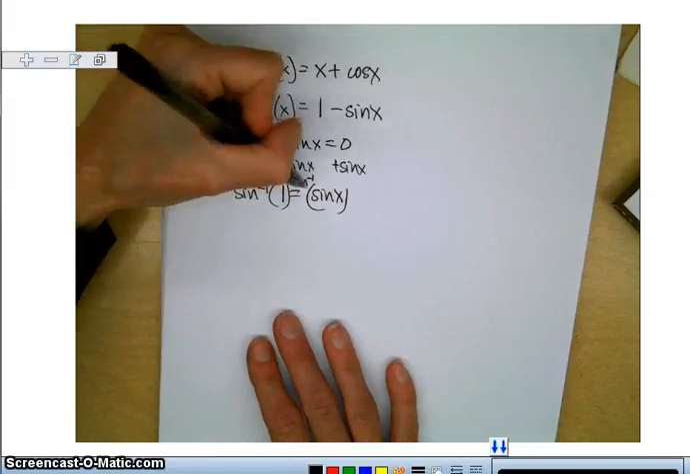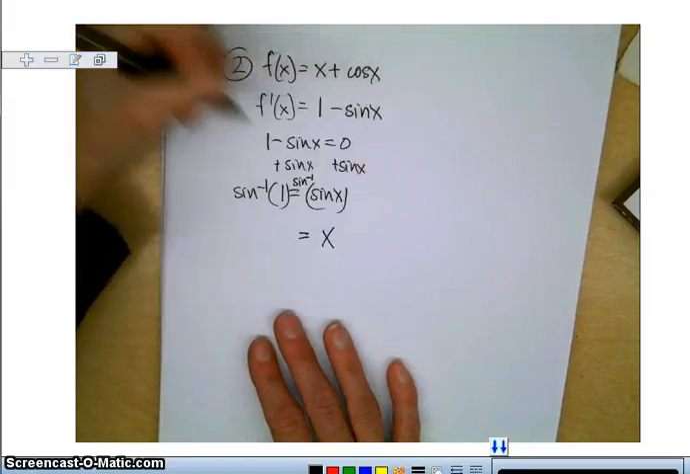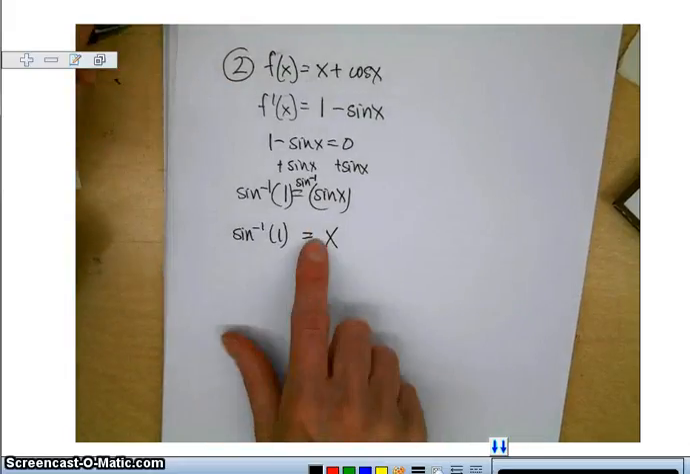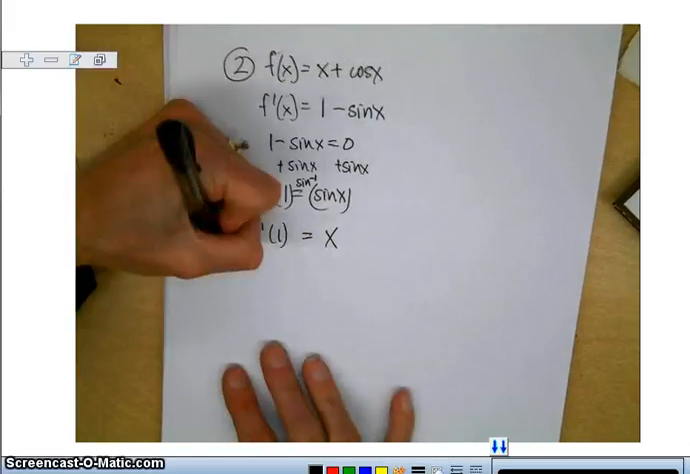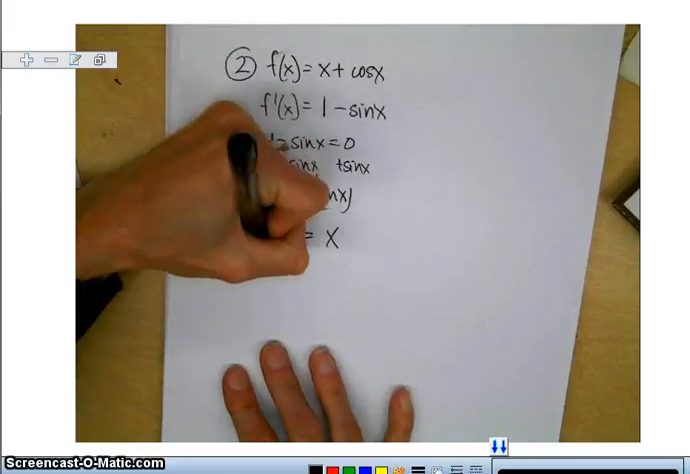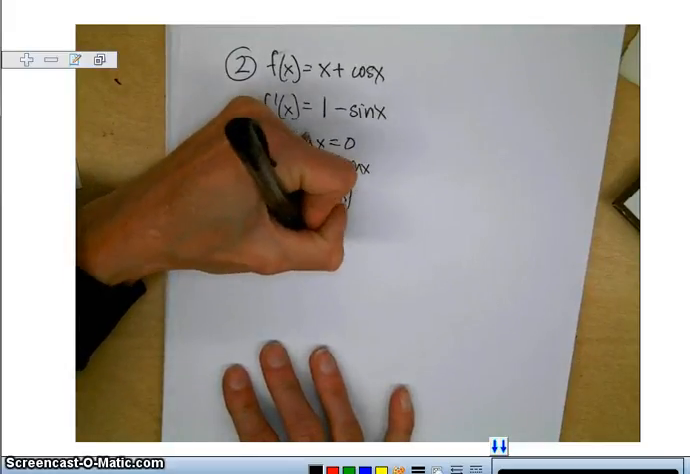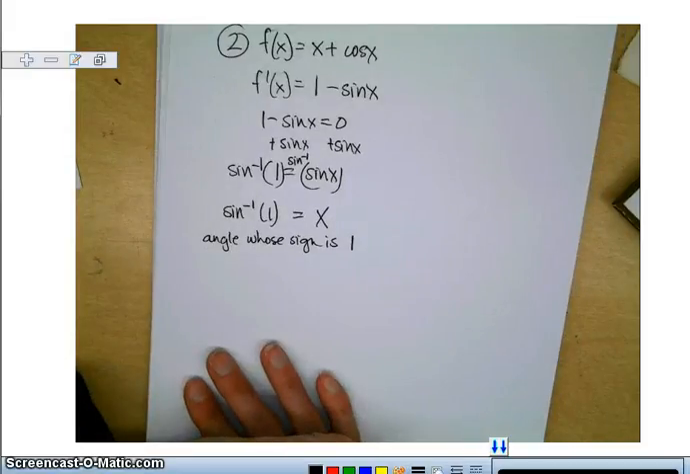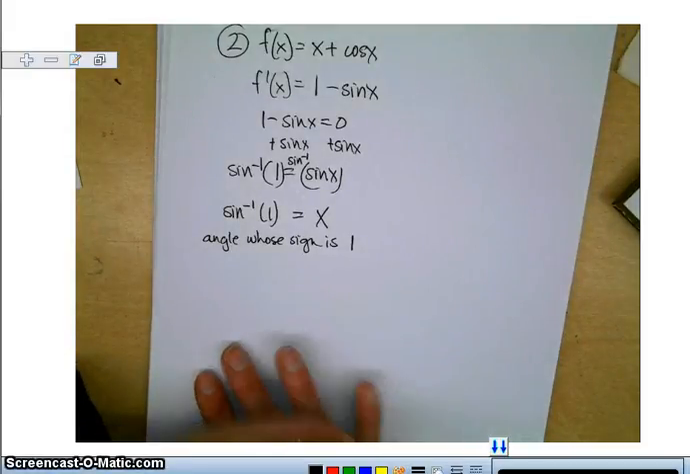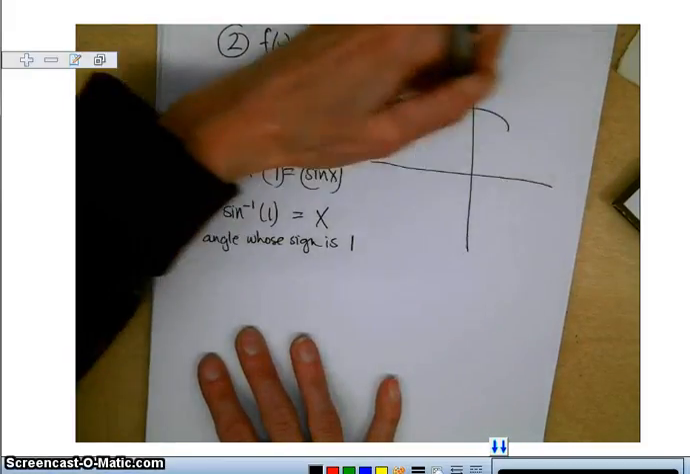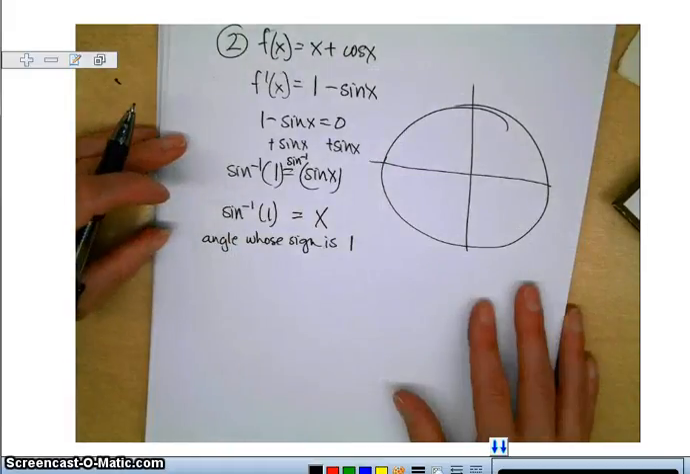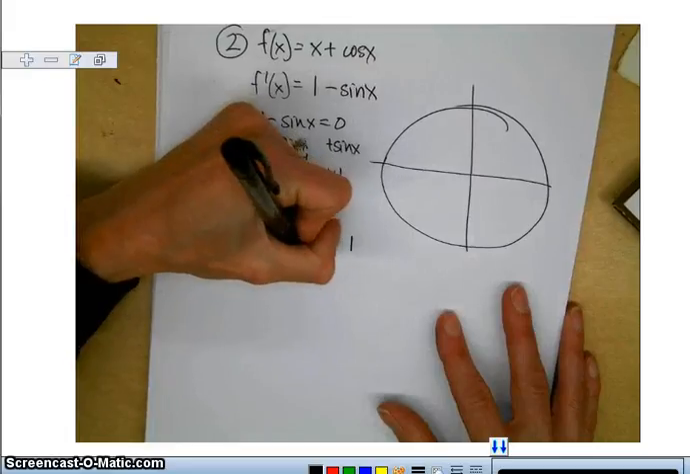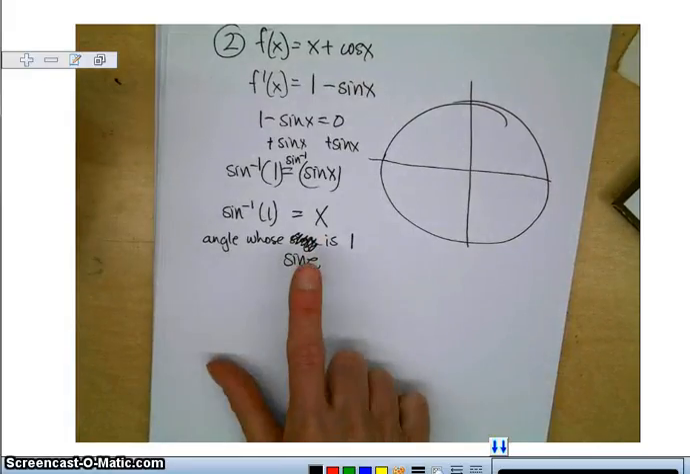So the inverse sine of the sine is x, and x is the angle whose sine is 1. The way you read the inverse sine of 1 is the angle whose sine is 1. So we need to go on our unit circle. Here's how you do that. On our unit circle, sorry, it's not sign, S-I-G-N, it's S-I-N-E. The angle whose sine is 1.